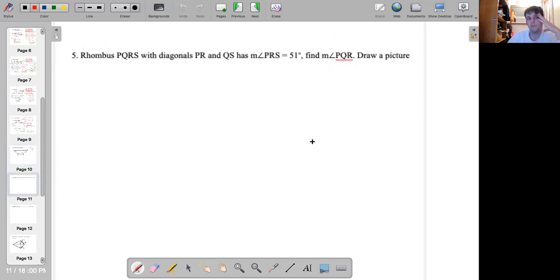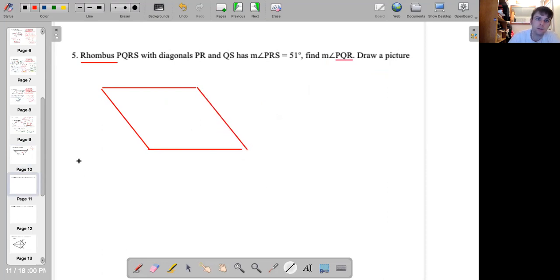Moving forward, here we have some problems involving no picture, and in order to solve them, we're going to need to draw a picture ourselves. So we have a rhombus. I'm going to go ahead and draw a rhombus. Doesn't really matter what it really looks like. I'm just going to sketch out any old rhombus. Remember, all the sides are equal when we make a rhombus, so trying my best to make that the case. So there we go. Here's a rhombus.